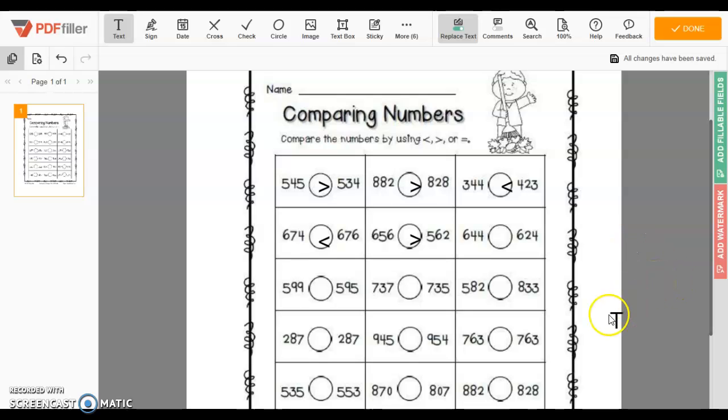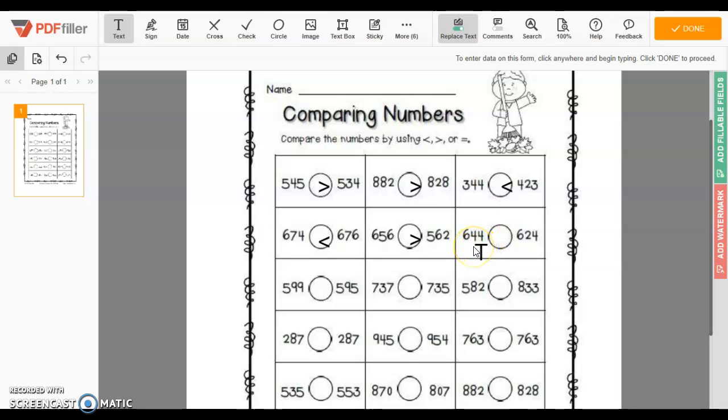Okay, now let's look at 644 and 624. What number do we have in our hundreds place here in 644? Yeah, we have a 6. And what number do we have in our hundreds place over here in 624? That's right, we also have a 6. So we know that our hundreds place doesn't really tell us anything. So we're going to go on to our next place value, which is what? That's right, our tens place.